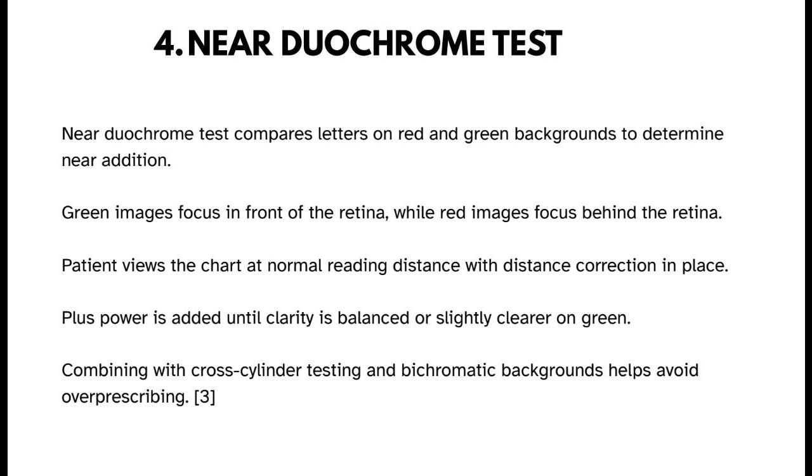If letters on the red background are clearer, the patient is underplused. So suppose we add plus 0.5 and the red is still clearer, add plus 0.75 and check if both are equally clear. And if we add plus 1 power and green is slightly clearer, we have to give the power which says that the letters are clear on both the backgrounds.